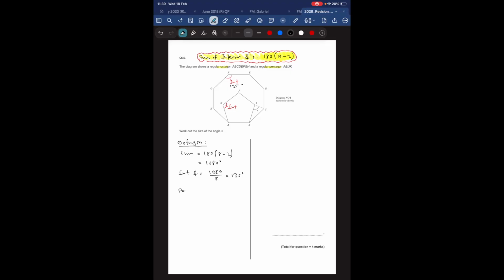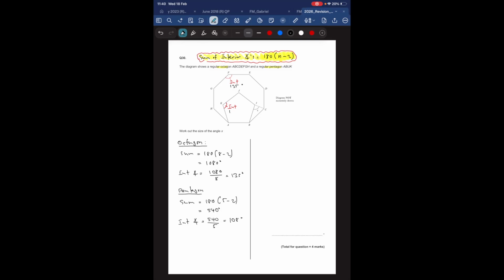If I now look at the smaller pentagon, same calculation, the sum of the interior angles will be 180 times 5 minus 2. That gives me 540 degrees in total, and the size of one of the interior angles will be 540 divided by 5. That's going to give me 108 degrees.